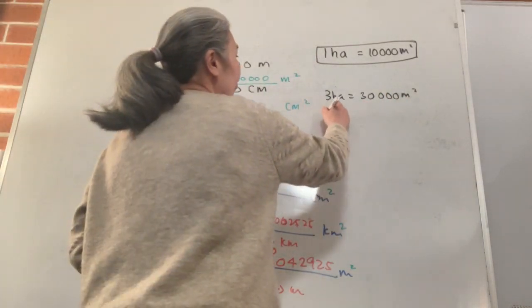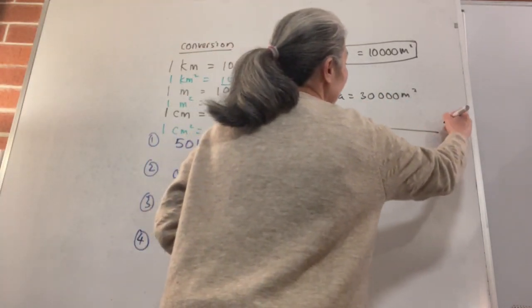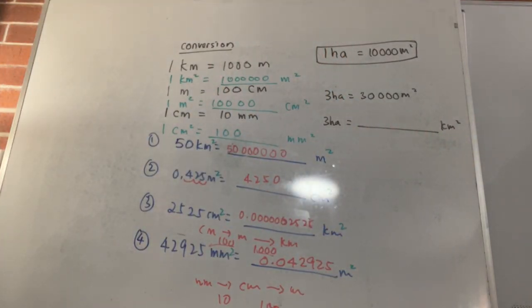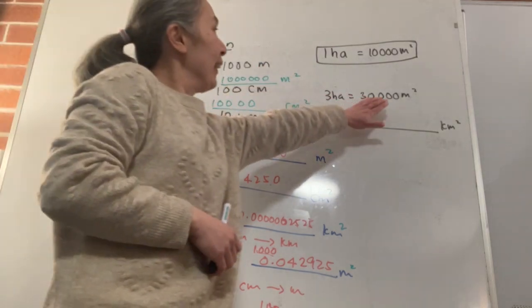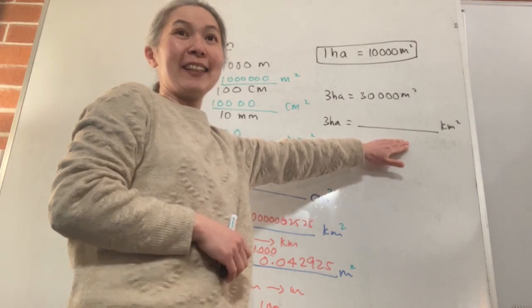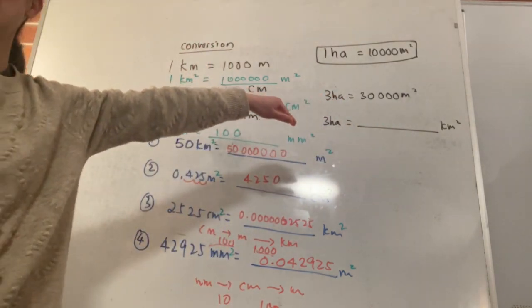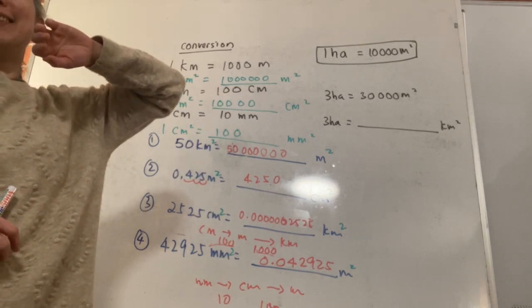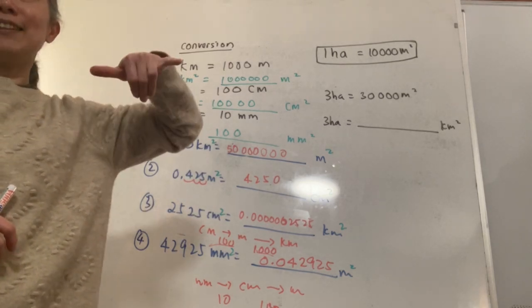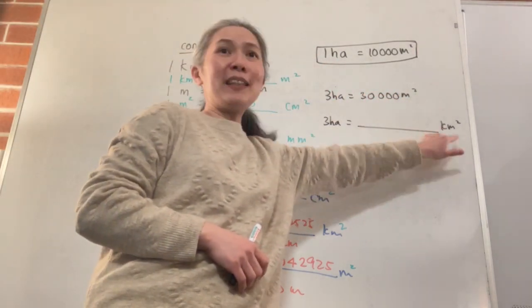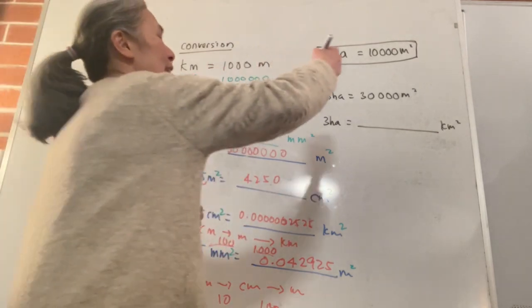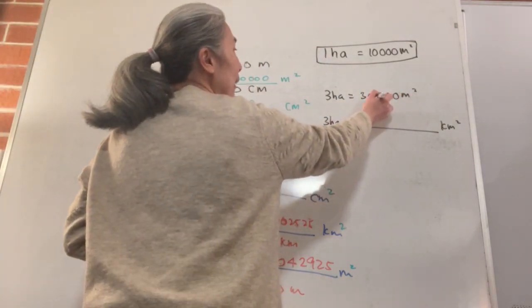If I want to write 3 hectares in terms of kilometers square, what will you do? First thing first, I'm able to change it to meter square, right? From meter square, then I change it to kilometer square. So what will you do from meter square to kilometer square? Divided by how many 0? A million, 6 0. Because meter to kilometer is already 3 0. Because of the square, I need to double up. Divided by 6 0. 1, 2, 3, 4, 5, 6.